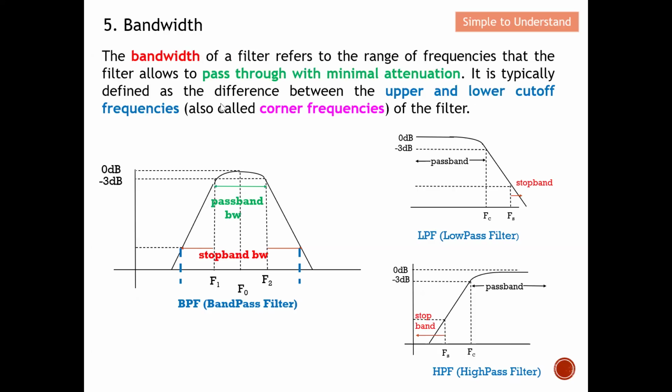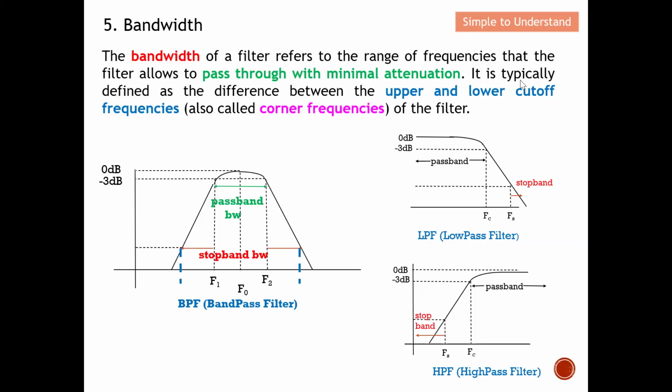Next, we come to the bandwidth. How do we find the bandwidth of a filter? The bandwidth of a filter refers to the range of frequency that the filter allows to pass through with minimum attenuation. For example, for this bandpass filter, this is actually the bandwidth. The key objective is to allow this band to pass through with as little attenuation as possible. So this is basically the definition of the bandwidth of a filter.